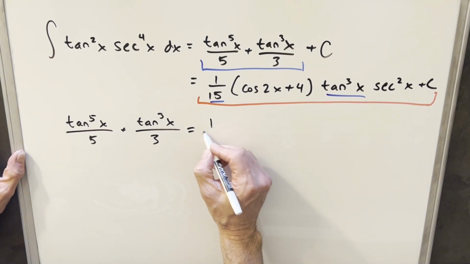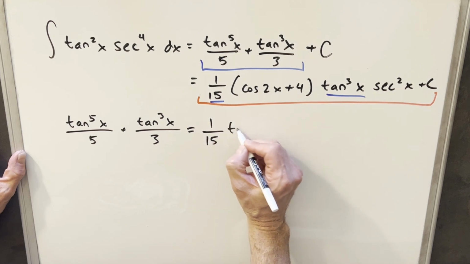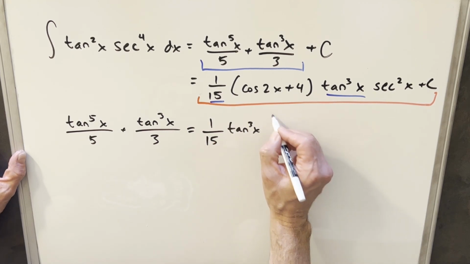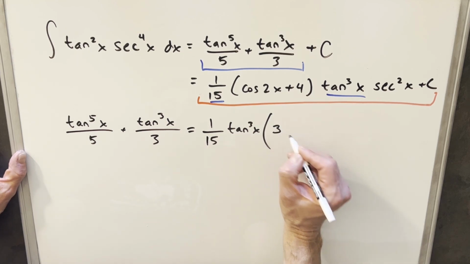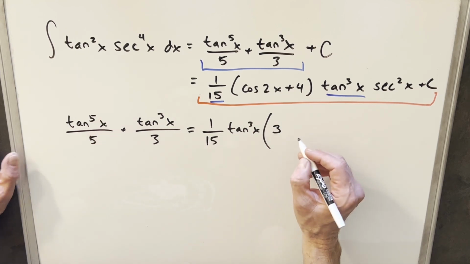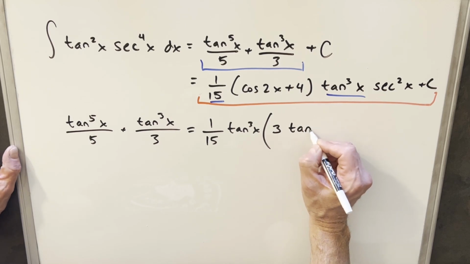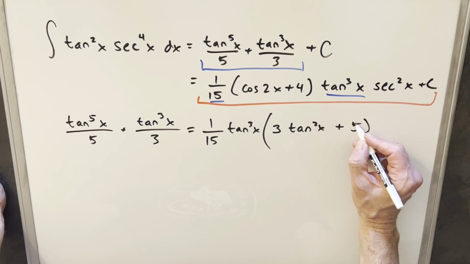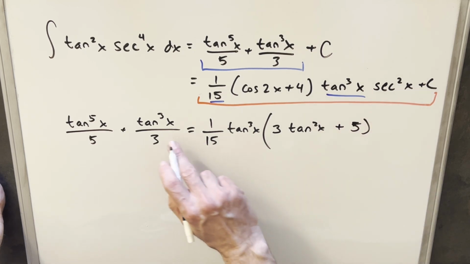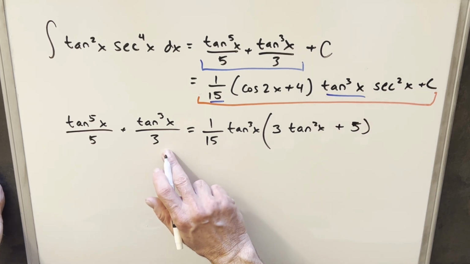So if I factor out 1 over 15 and tan cubed x, what's going to happen here is to get back to 1 over 5, we're going to need 3 here. And to get the tan to the fifth x, I can write this as 3 tan squared x. And then here we're just going to have a plus 5. Noticing if I multiply 5 times this, we get back our tan cubed x over 3.